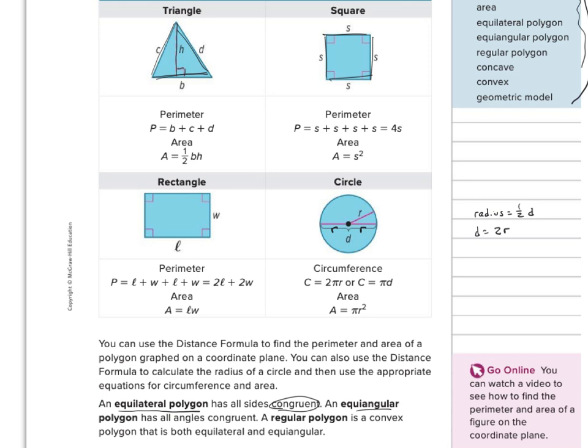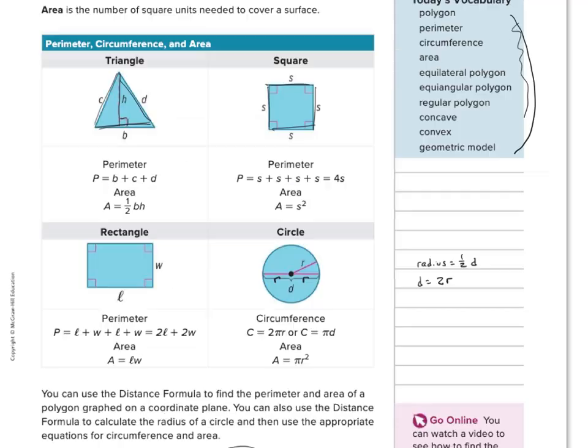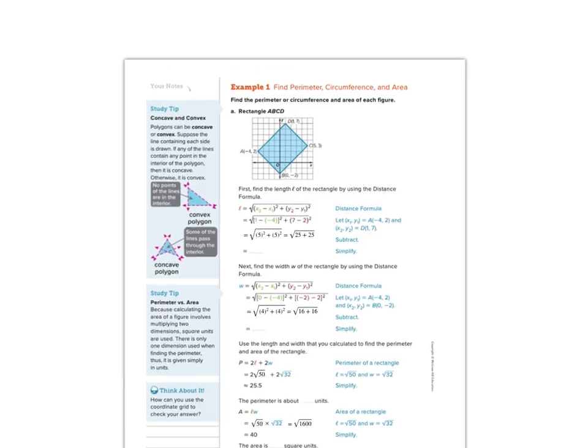And then a regular polygon is a convex polygon that is both equilateral and equiangular. Okay, and we'll talk more about that, but square would be an example. It has all the same sides, equilateral, and then it also has all the same angle measurements. Okay, and again, we'll get into more of that. So those are our big definitions, and then here we go.